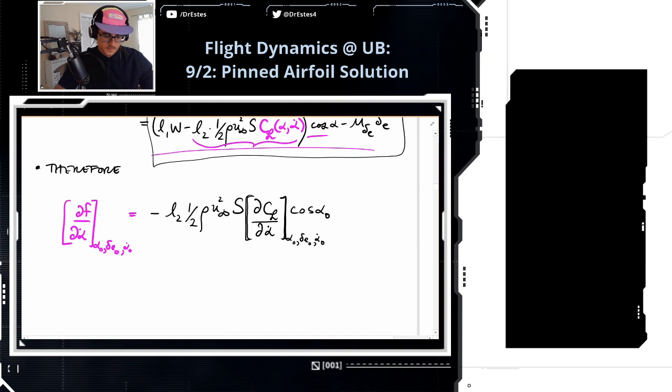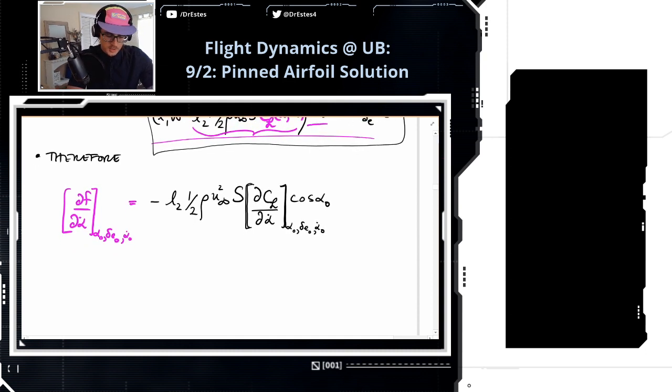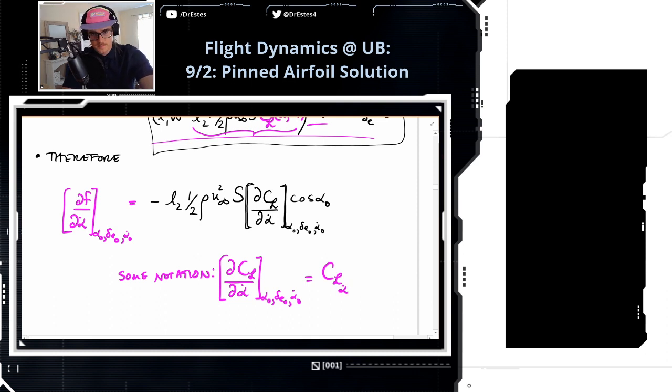And just to show some notation once again, whenever we have these partials, we're going to more and more lean towards writing them like I'm going to show you right now. So let's say it's evaluated at these points. We're just going to call that the coefficient of lift, but its partial with respect to alpha dot. And then you can say it's evaluated at those points.